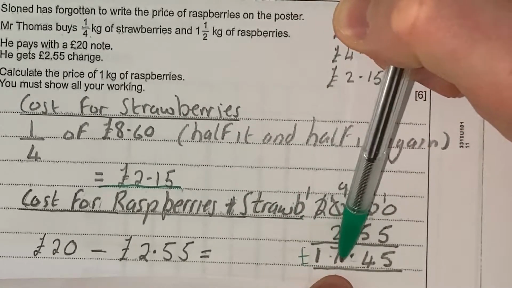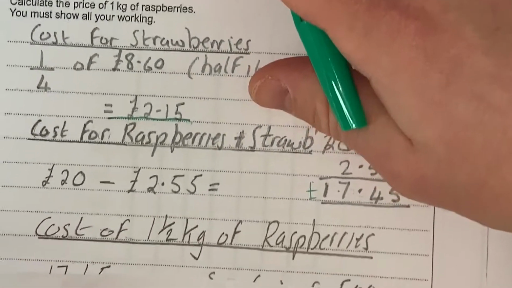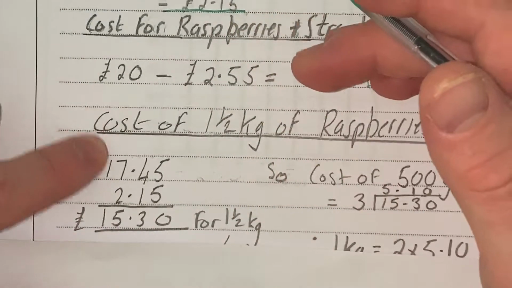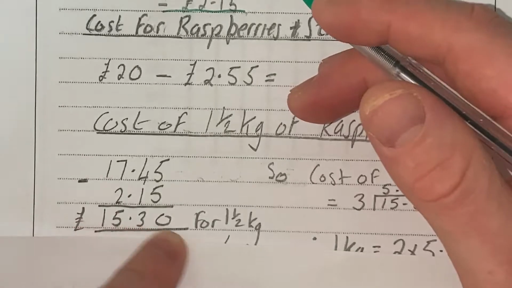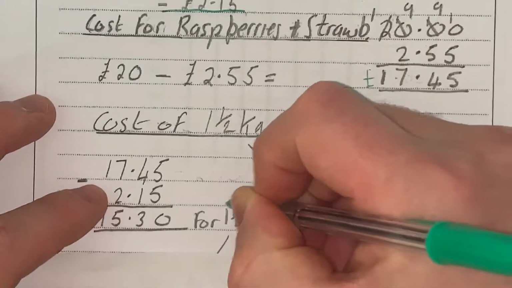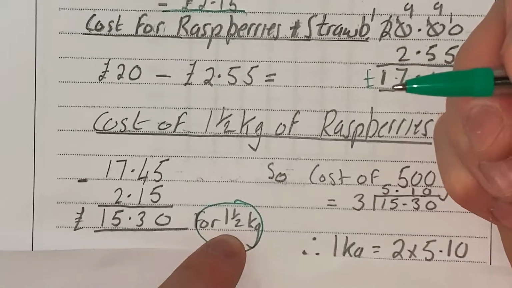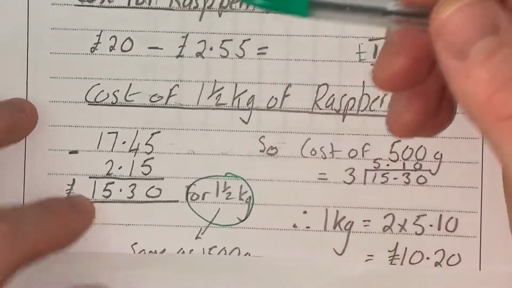If I know this is the cost of both of them, I know the cost of the strawberries. I've got to take that off. Okay. So I've done £17.45, take away the £2.15, which gives me £15.30. So £15.30 is the cost of all of the raspberries, which was actually 1.5 kilograms. But we need the cost for 1 kilogram.